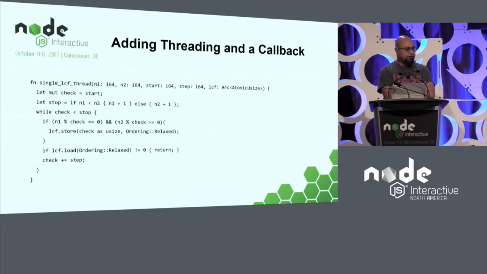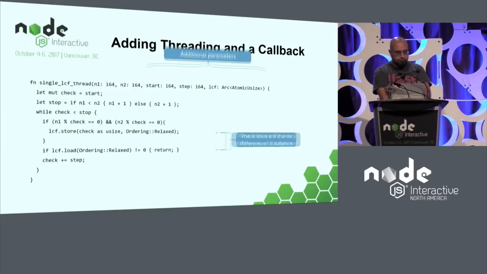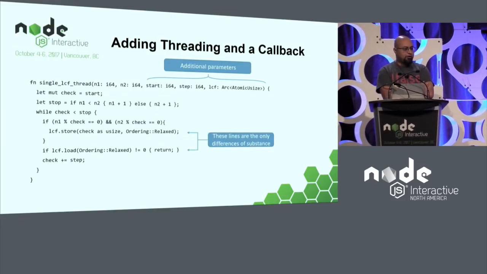So single-threaded LCF, let's take a look at this one. The additional parameters here are basically the start point and the step size. Because I have multiple threads running, I want to have a stride where I kind of move along. The start is kind of like, okay, I want to start at number 1, 2, 3, whatever, right? However many threads I have. And then the LCF is that reference counted variable that I share across my threads.